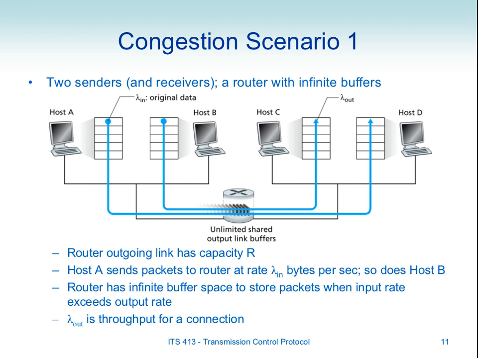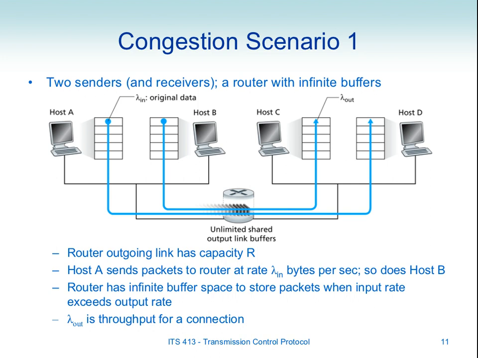The router can send out at 10 megabits per second. There are two hosts sending, A and B. A is sending at 1, B is sending at 1. What do you think the throughput is for host A? 1. That's the sending rate, lambda in. The throughput, lambda out, is 1 megabit per second. We're never going to have a throughput that exceeds the sending rate.